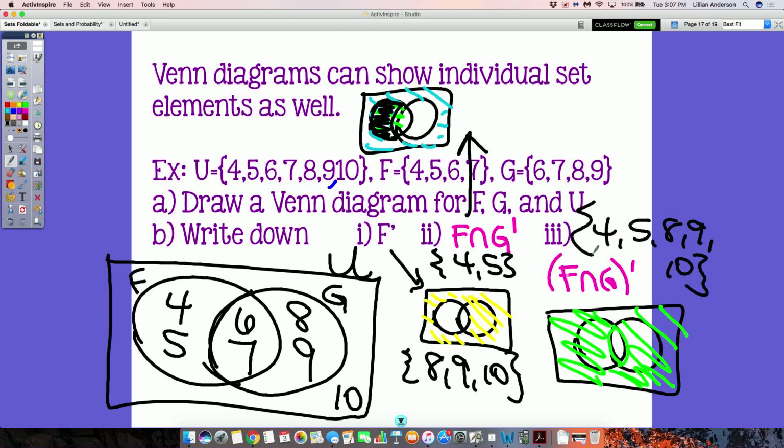Why can't number 2 have 10 in it? Because you're looking for the intersection between the two areas. So 10 is in the blue part. It's not in where the blue overlaps the green from this drawing up here. That's why it doesn't include 10. We're looking at where they overlap each other. All right?